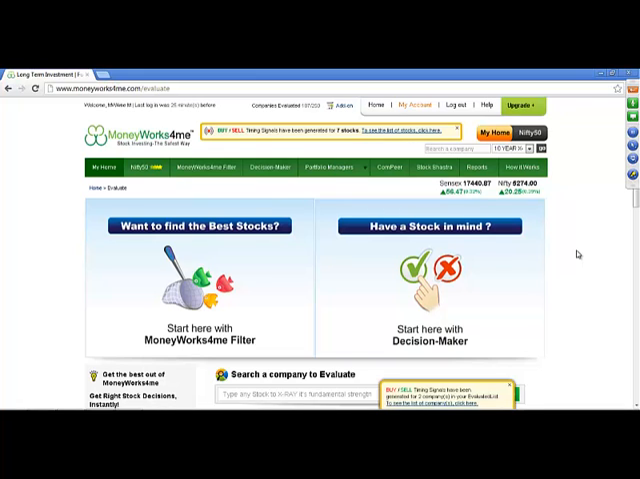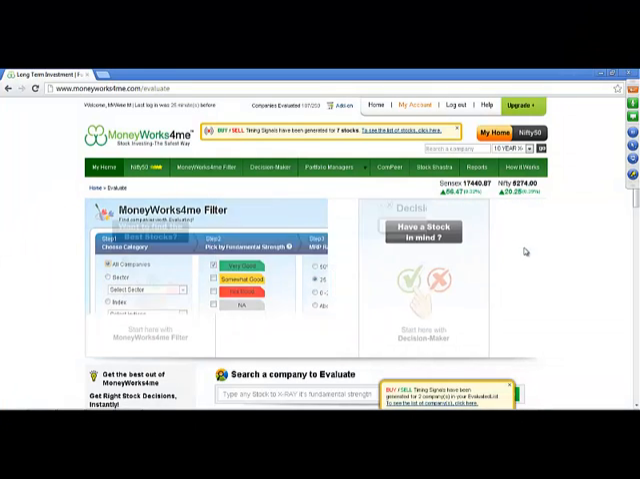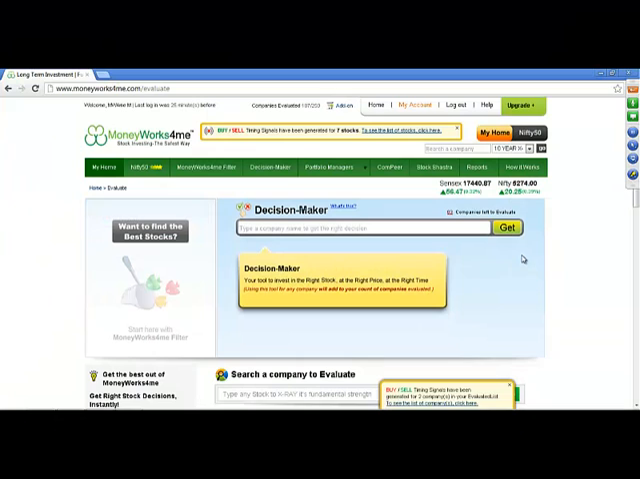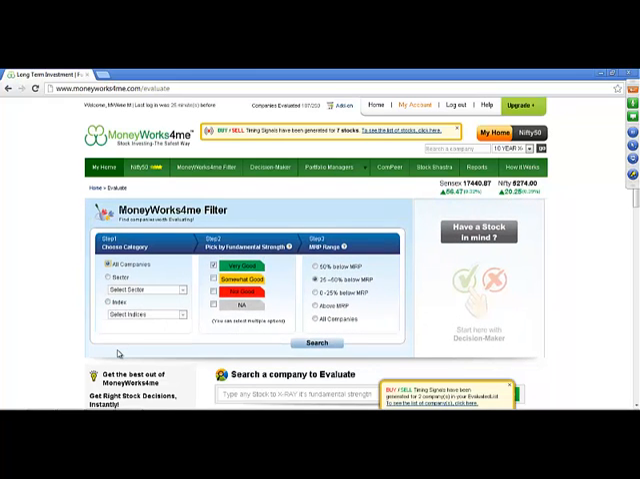The two very important features that we have for you are the Moneyworks for me filter and the decision maker. Now, how do these features help you? If you want to find out the best stocks, you should start with the Moneyworks for me filter. Whereas if you have a stock in mind, and you want to know whether it is the right stock and whether you should go ahead and invest in it, you can use the decision maker. Let's start with the Moneyworks for me filter, and I'll show you how you can find a very good short list of companies to invest in within minutes.